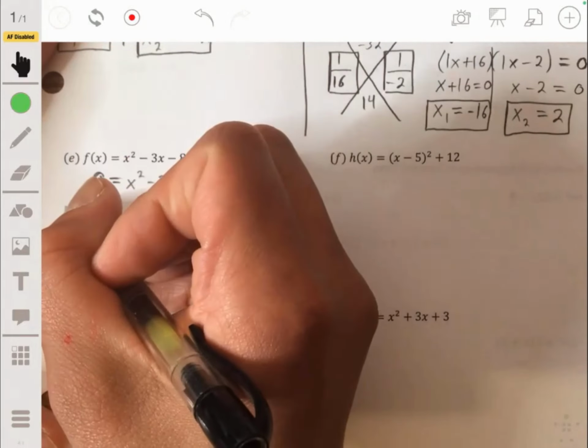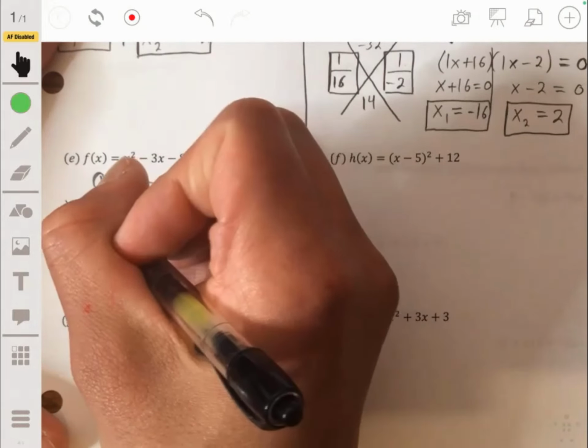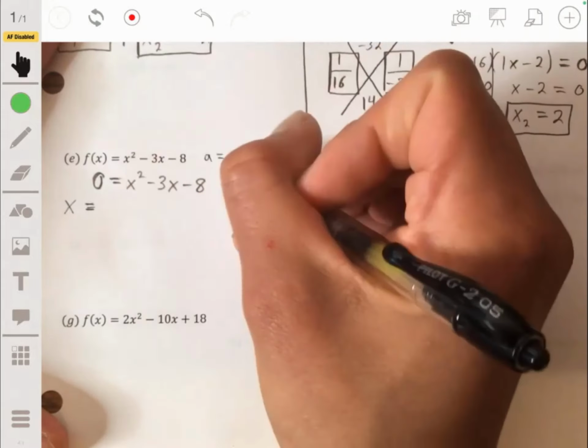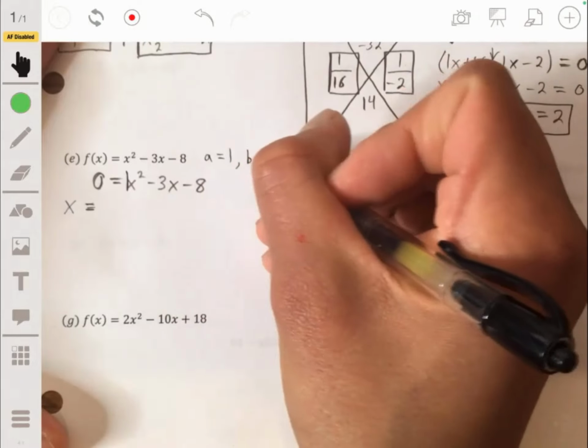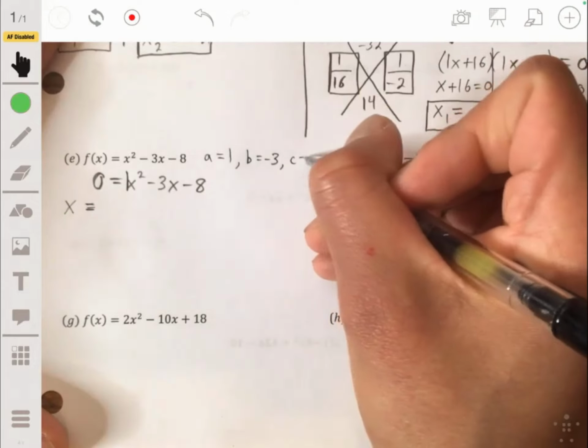So the quadratic formula, and let me write down what the a, b, and c are. So a is equal to 1, because it's 1x squared. B is equal to negative 3. And then c equals negative 8.